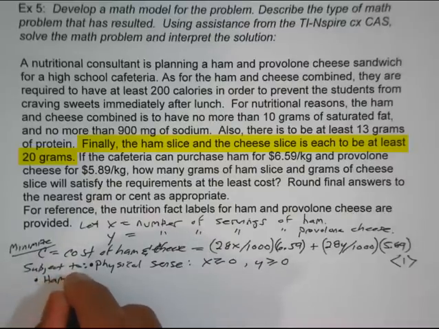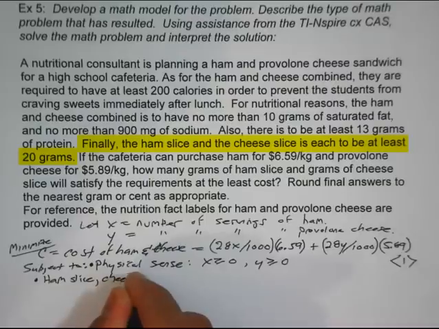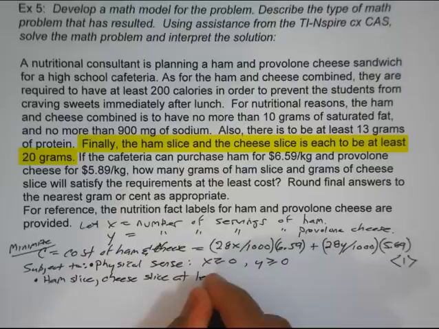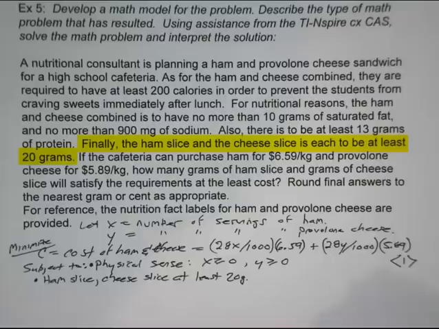Ham slice, cheese slice, at least 20 grams. What can we do with that as far as formulation goes?